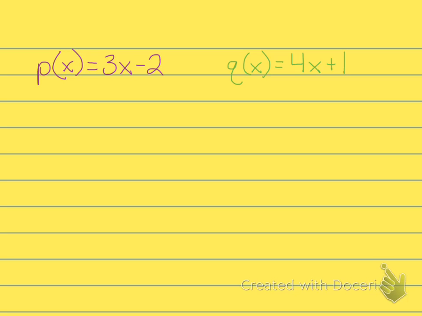Okay, so what if I wanted to not evaluate the function given a specific input? What if I just wanted to figure out the composition function in terms of x? For example, what if I wanted to use these two functions and find the value for p of q of x? This time they're not giving me an actual number to substitute, so that means my answer is going to stay in terms of x.